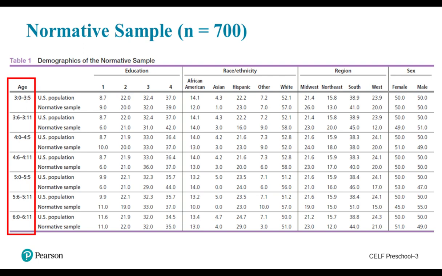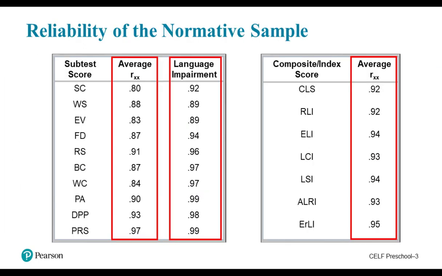As you could see from this graphic, the sample was stratified by age, by parent or caregiver education level, by race or ethnicity, by geographic region, and by sex. And the stratification was matched to the U.S. population as determined by the U.S. Census Bureau.